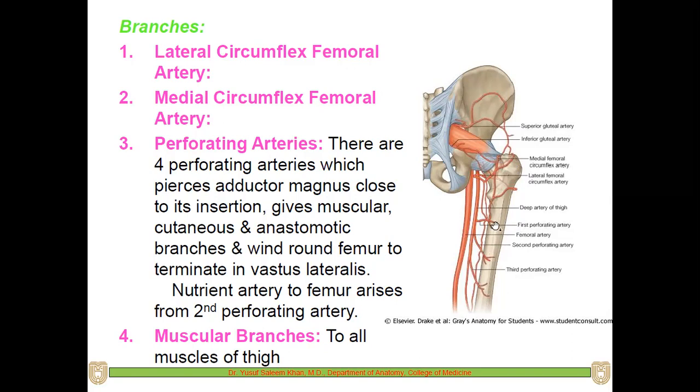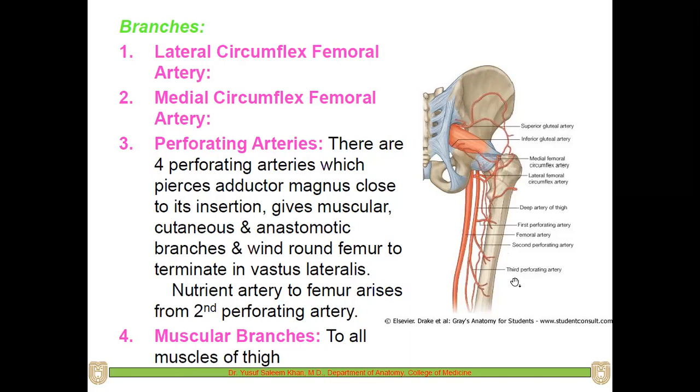As you can see here, this is the first perforating branch. This is called the second perforating. Then we have the third perforating branch. In that fashion, it will be giving four perforating arteries, which pierce the adductor magnus. There is a very important muscle here called the adductor magnus. Close to its insertion, it gives muscular, cutaneous as well as anastomotic branches, and winds around the femur to terminate in the vastus lateralis.